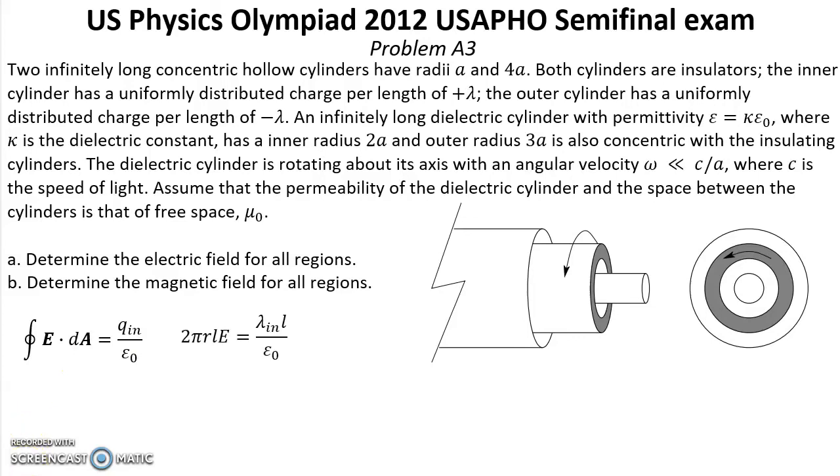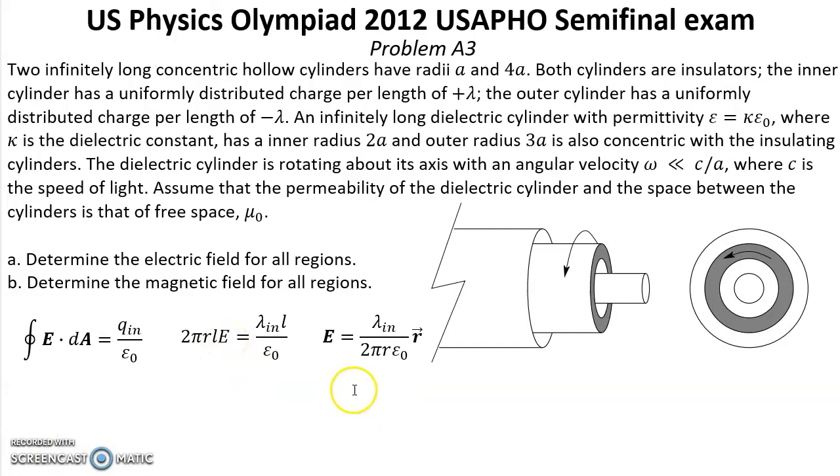And because the electric field is radial, we have this Gauss formula equivalent to this formula: the electric field multiplied by the side area of this cylinder equals the linear charge density inside of this cylinder multiplied by the length of this cylinder and divided by epsilon 0. From here we can find the electric field.